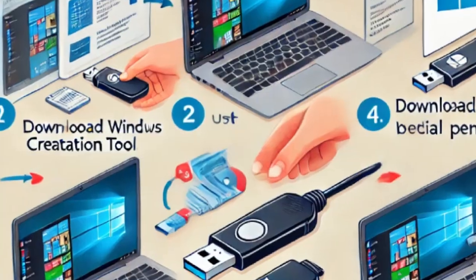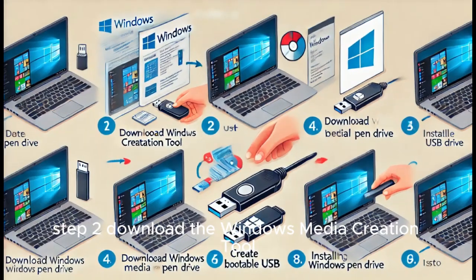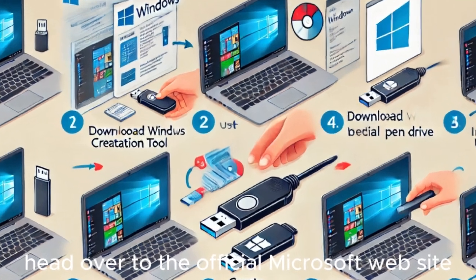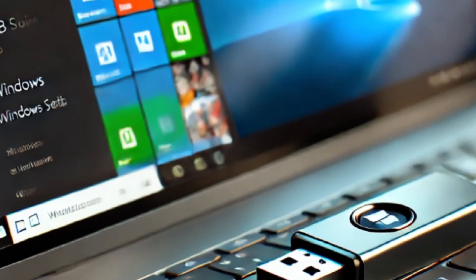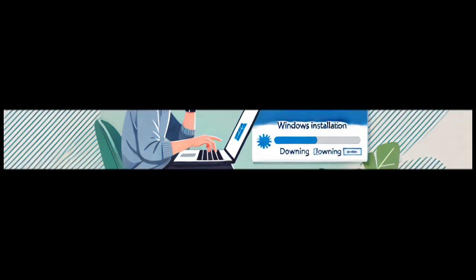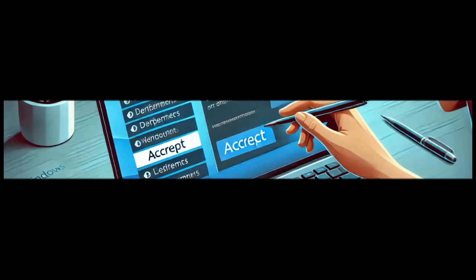Step 2. Download the Windows Media Creation Tool. Head over to the official Microsoft website. Look for the Download Windows section. Click on the Download Tool Now button under Create Windows 10 Installation Media. Once downloaded, run the Media Creation tool.